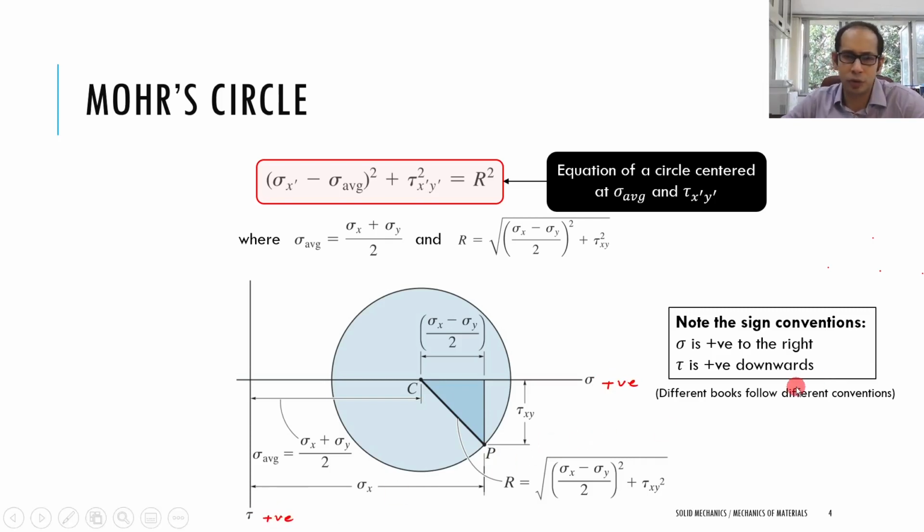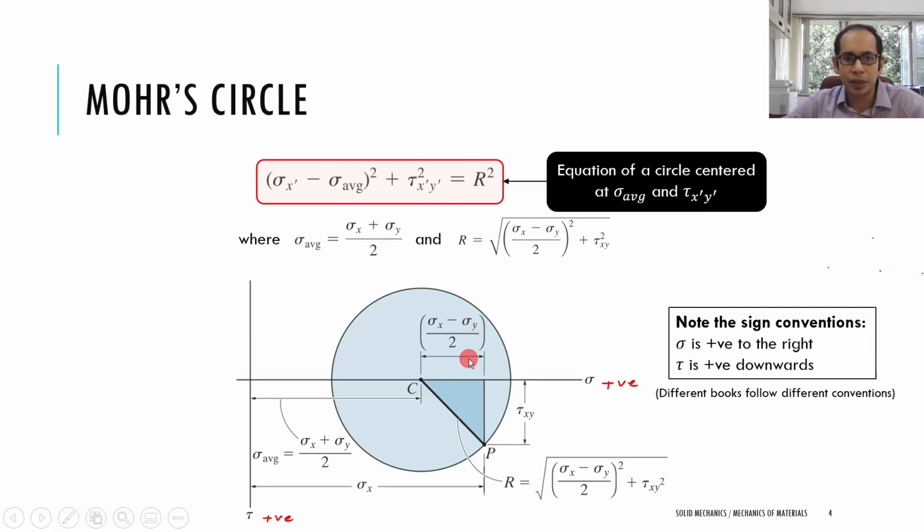Different books follow different conventions. This is the easiest one to follow. Now this was the Mohr circle centered at sigma x plus sigma y divided by 2. Any general point P, do not confuse this with anything. This is just a point which I have put over there, for which I am just showing a general shear stress tau xy, and this is sigma x minus sigma y divided by 2.